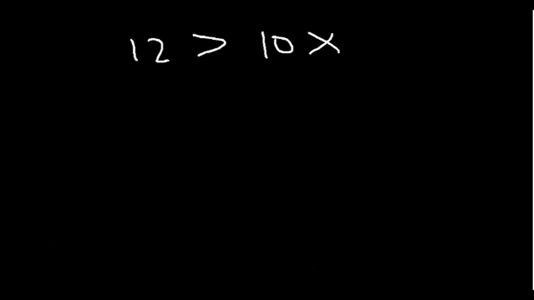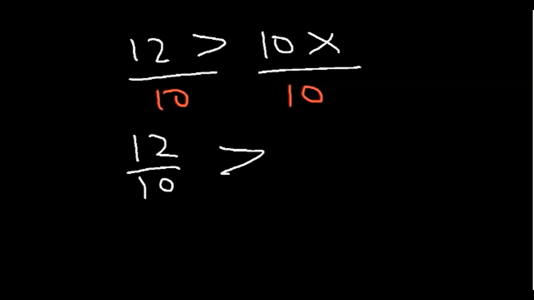So at this point, to get x by itself, we'll need to divide both sides by 10. So 12 divided by 10 is greater than x. Now we can reduce the fraction if we divide by 2. Let me write it the other way.